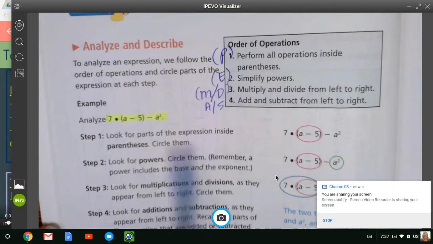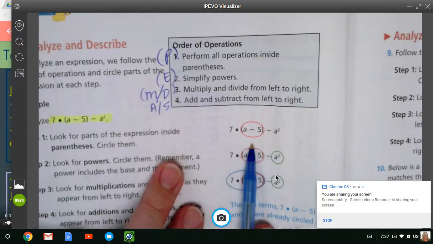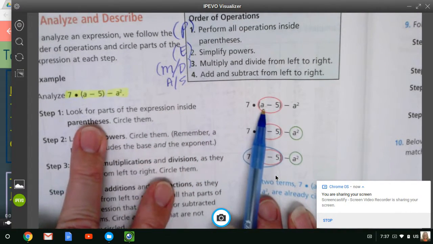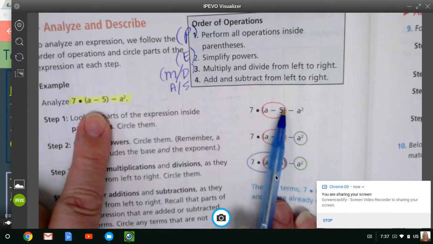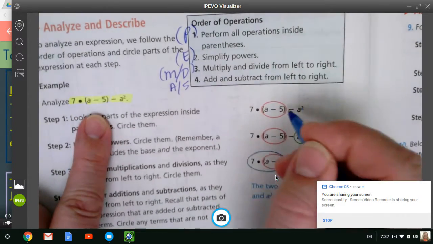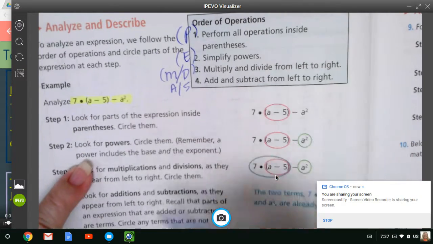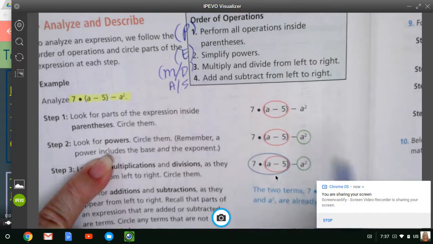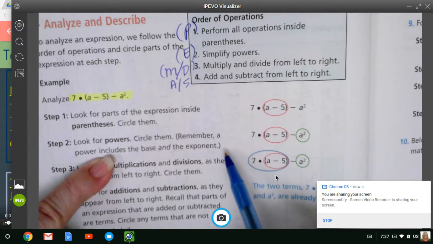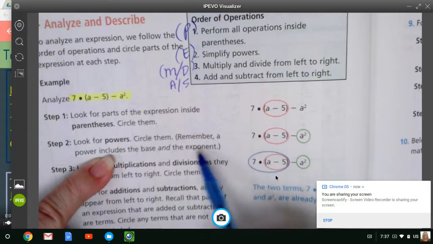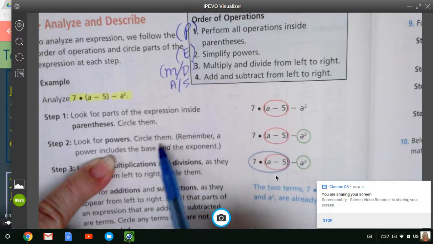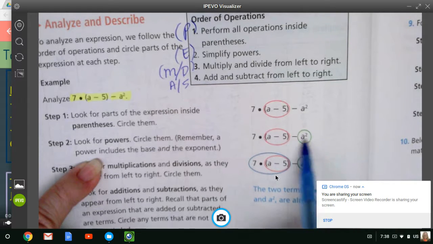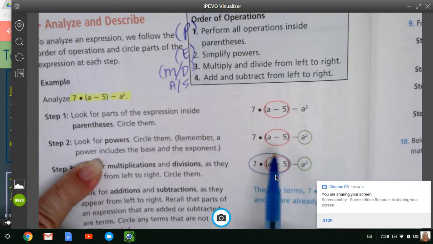So you look at the parts of the expression inside the parentheses and you circle them. The demonstration in the book uses a different color for each circle so you can really think about it. So the parentheses part was a minus 5. So they used red and they circled a minus 5. All right, then you look for the powers and you circle them. So we're going to end up with like a circle diagram when we're done, okay? We're not worrying about the answer here. We're not solving it or evaluating it right now. So they chose to circle the exponent, the powers in green. So that was our first operation.